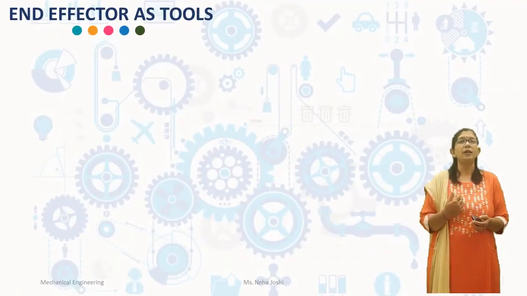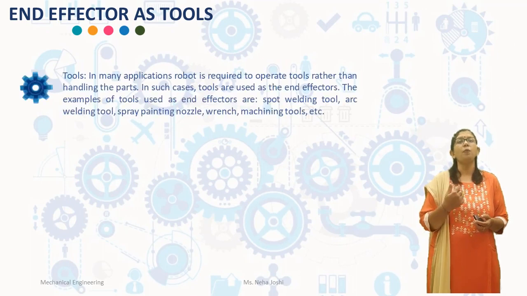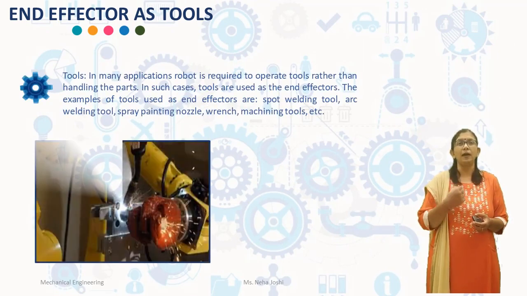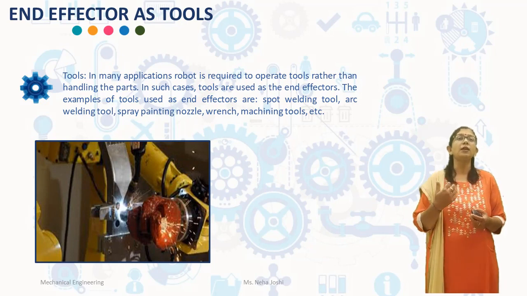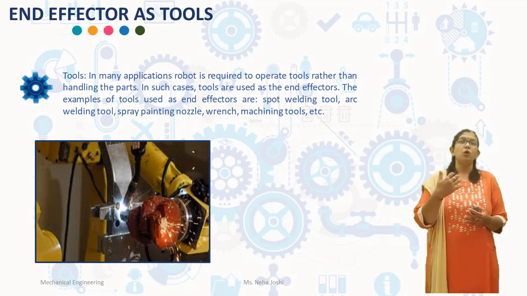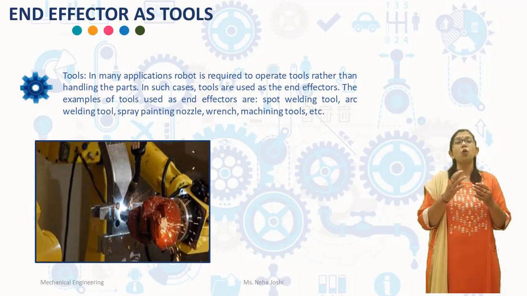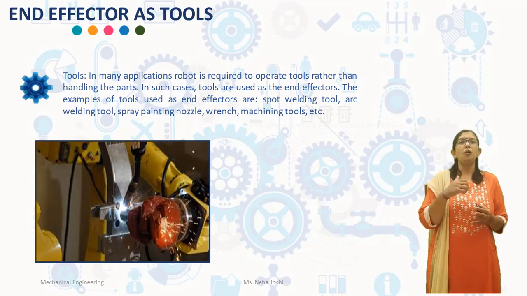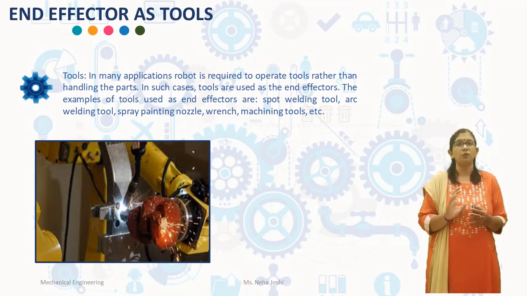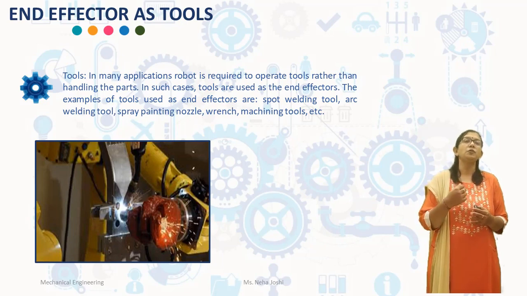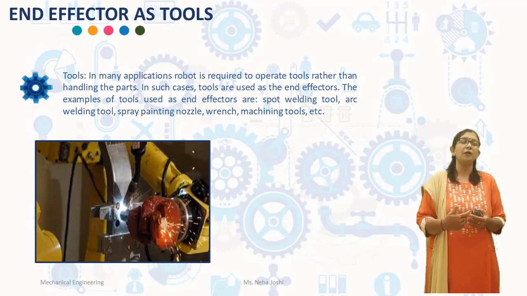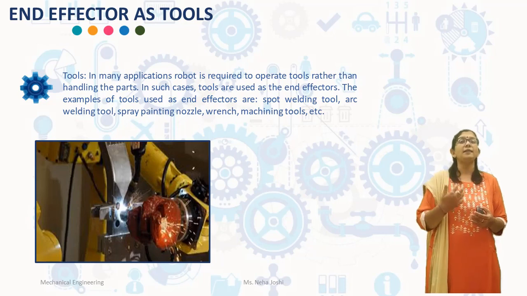Now, in many applications, robot is required to operate the tool rather than handling the parts. In such case, tools are used as the end effectors. Tools are used in application where the robot must perform some processing operation on the work part. The robot therefore manipulates a tool relative to the stationary or slowly moving object. Examples of the tools used as an end effector by robot to perform processing application include spot welding, arc welding, spray painting, and assembly tool.